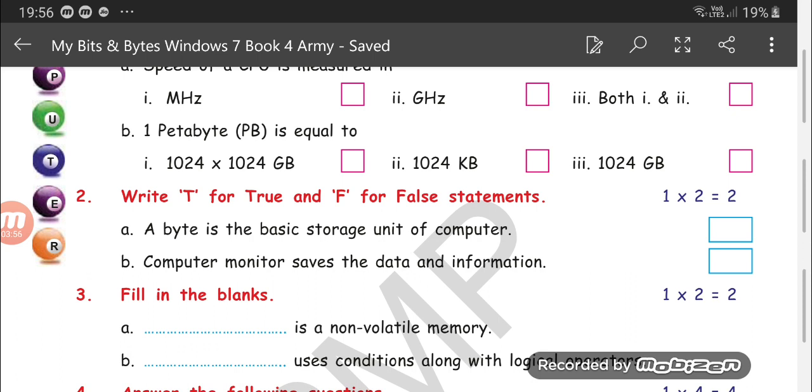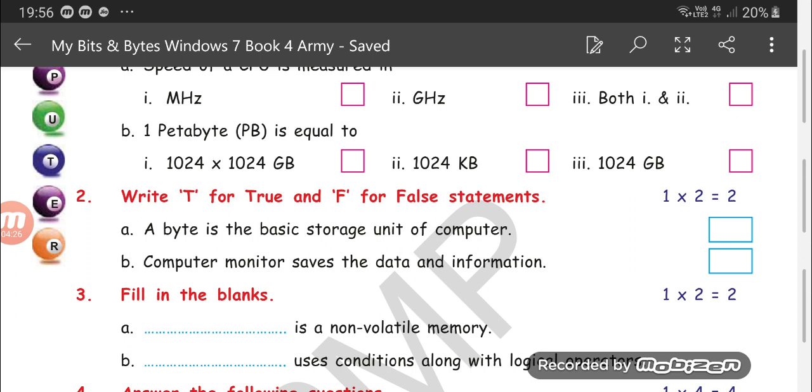Computer monitor saves the data and information. False. Monitor does not save; the hard disk storage devices, the memory, saves the data and the information. Next is fill in the blanks. Dash is a non-volatile memory. So which one is a non-volatile memory? The secondary memory is a non-volatile memory. And we have two answers for this.